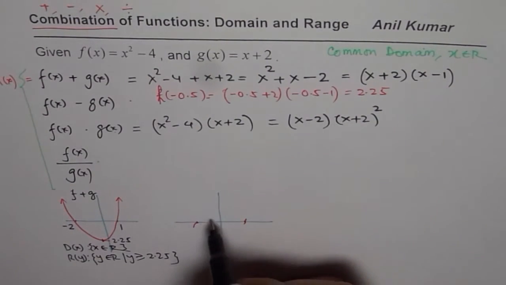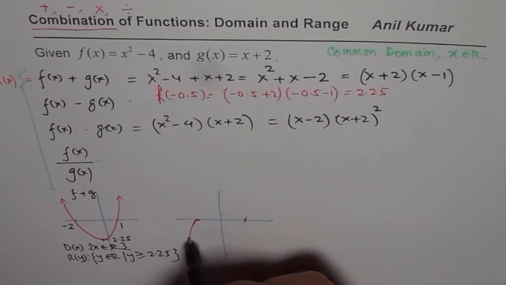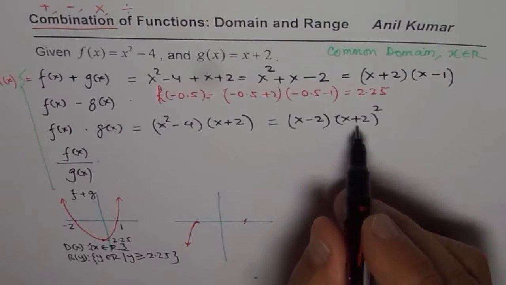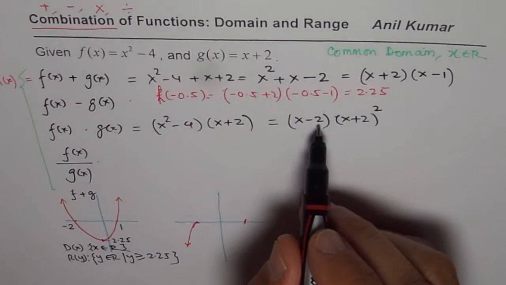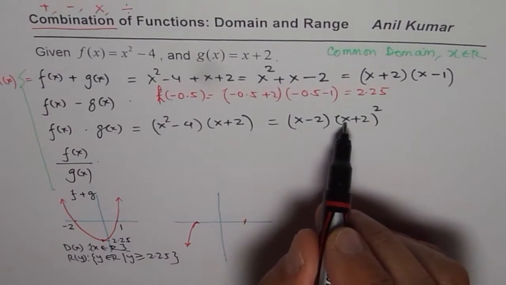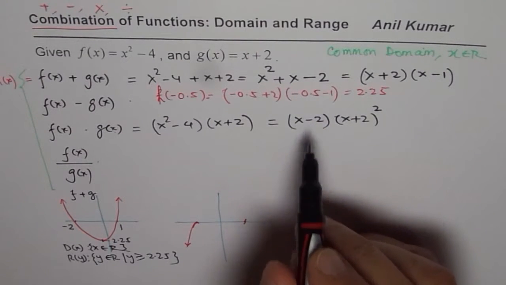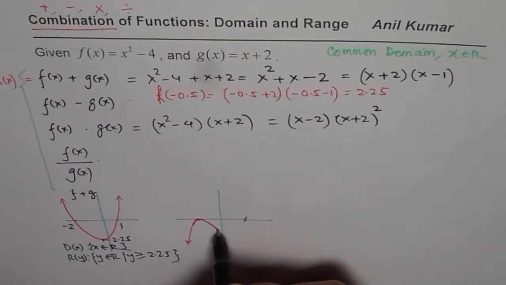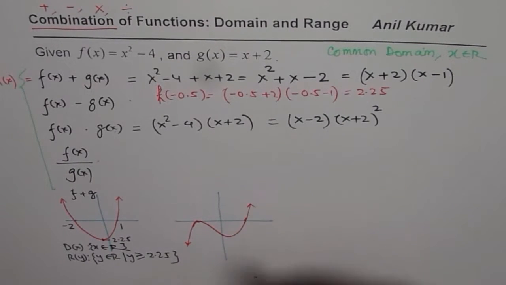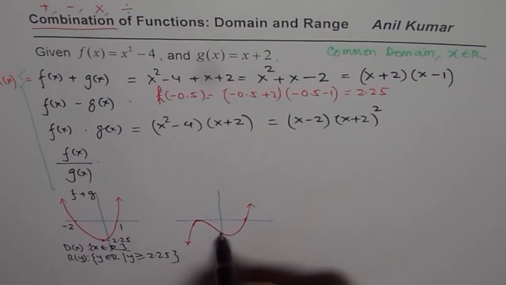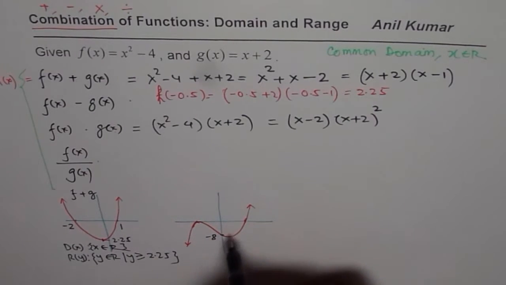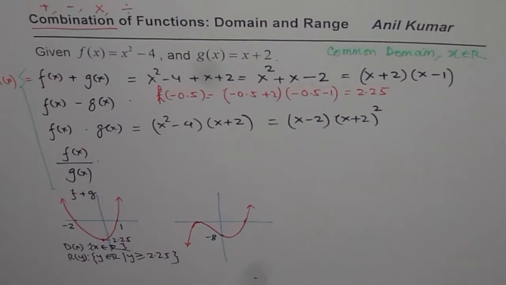Now, between these two zeros, we can find the y-intercept, right? So the y-intercept will be, when I substitute 0 here, I get 2 squared is 4. 4 times 2 is minus 8. So we could sketch this function kind of like this, right? Where this value will be minus 8. Anyway, from the domain and range point of view, that is not very critical, since what we observe here is that both domain and range are real numbers.